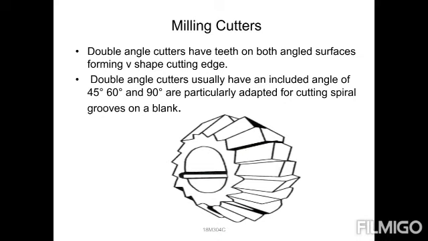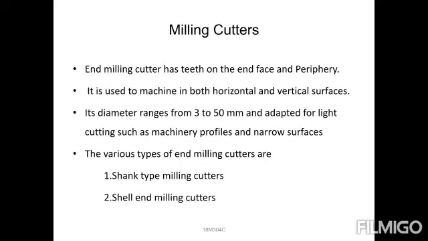Double angle cutters have angles on both sides. They have teeth on both angled surfaces, forming V shaped cutting edges, right? Before, we discussed only the single angle type. In the single angle, the angle can be maintained easily, and it is the easiest way to produce up to 90 degrees angles. Double angle cutters have an included angle of 45, 60 and 90 degrees, particularly adapted for cutting spiral grooves and blanks. So for spiral grooves and blanks you can use these.